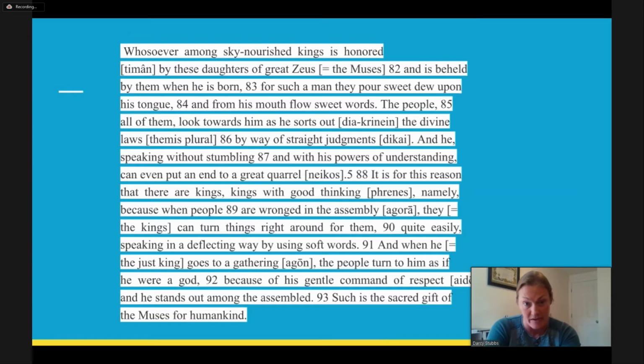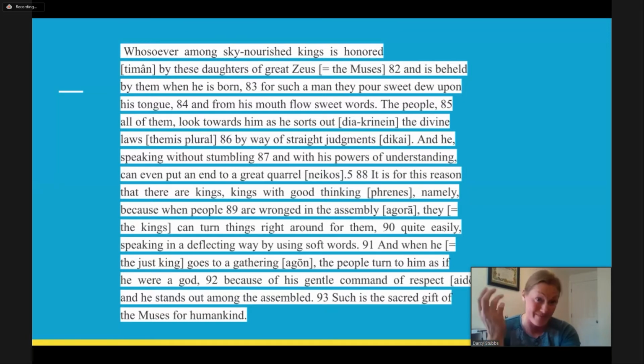"The people, all of them, look towards him as he sorts out the divine laws by way of straight judgments, and he, speaking without stumbling and with his power of understanding, can even put an end to great quarreling. It is for this reason that there are kings with good thinking, namely because when people are wronged in the assembly, these kings can turn things right around for them quite easily, speaking in a deflecting way by using soft words."